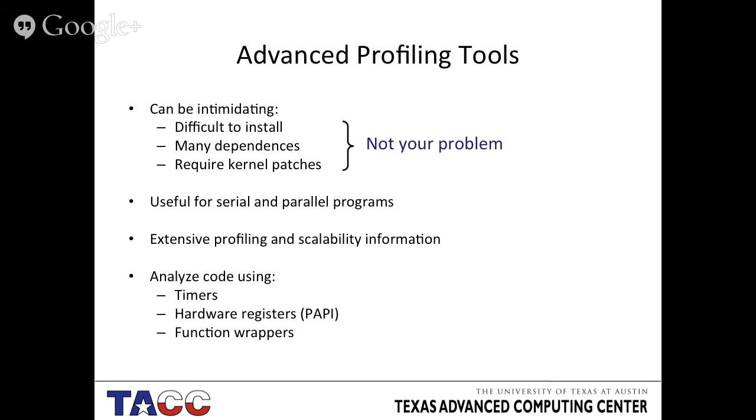And we also have other tools that we call advanced profiling tools, that many times are difficult to install. They have many dependencies, and they require kernel stuff. They're really a pain to install, okay? But we have done it for you. We go through that trouble just for these things, so you don't have to worry about that. So if you're using Stampede or any other HPC machine, you're going to have some of these applications already installed.